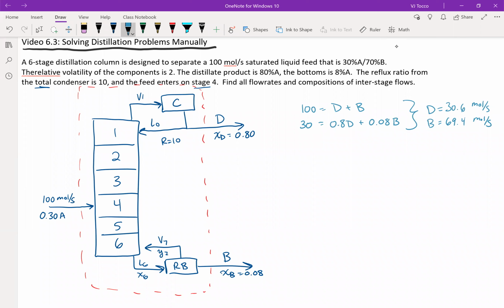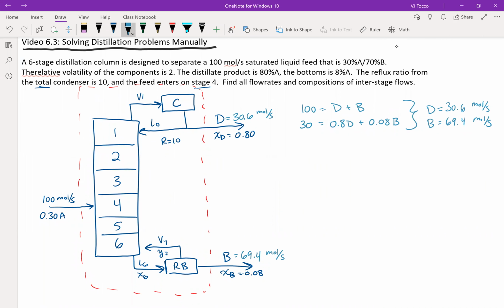Okay, the result there is D is equal to 30.6, B is equal to 69.4. So those can both be entered into my process flow diagram. D is 30.6 and B is equal to 69.4. Next thing to do is to figure out what I can solve for next.